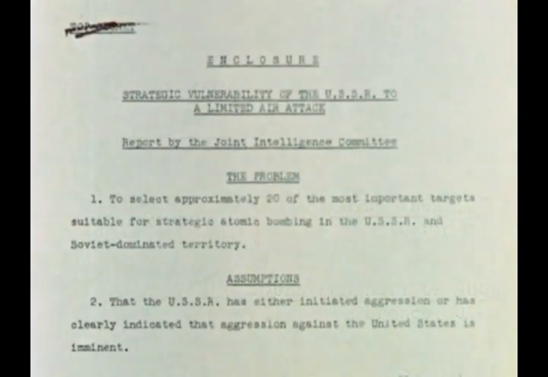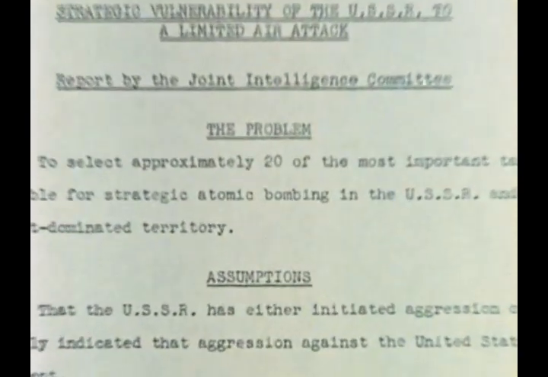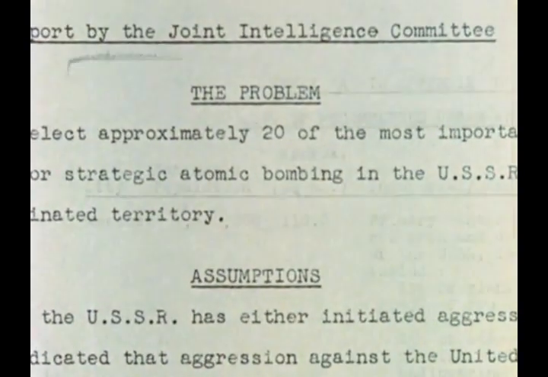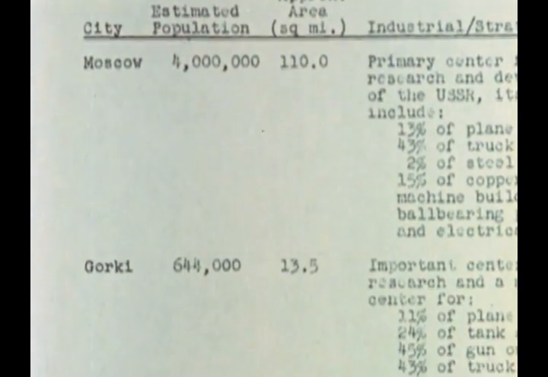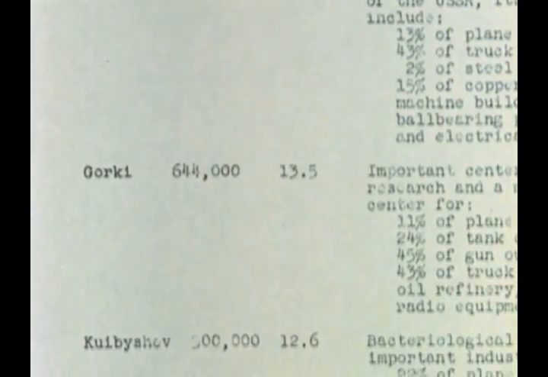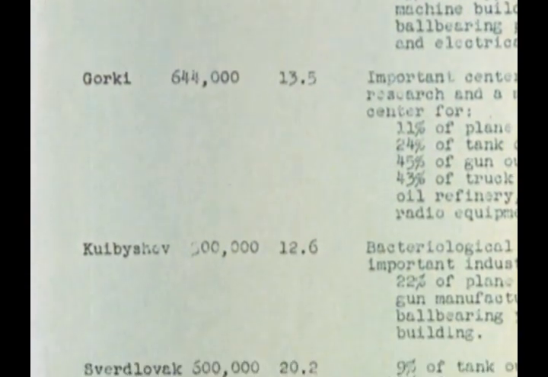By October of 1945, U.S. military planners had completed this top-secret study. It was a contingency plan for defeating the Soviet Union with 20 atomic bombs. But at the time, the U.S. didn't have any more bombs. In actual practice, no coherent nuclear strategy had yet been developed.